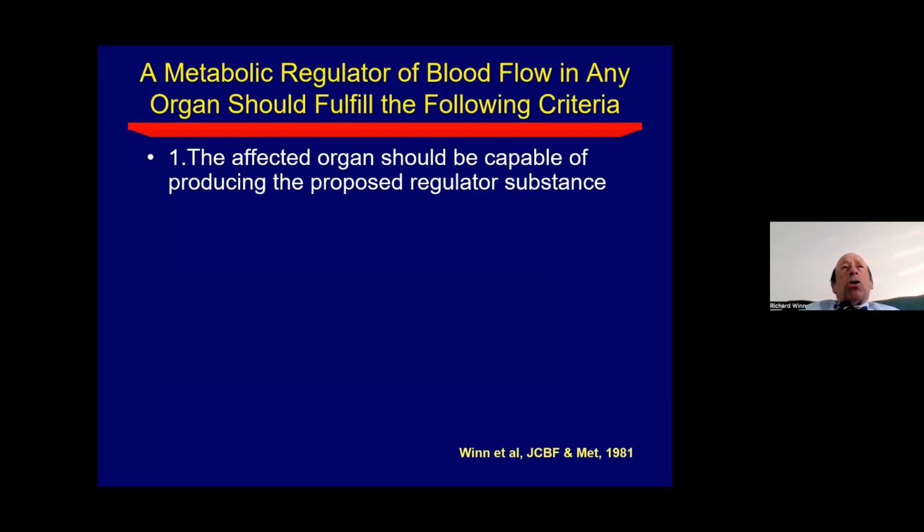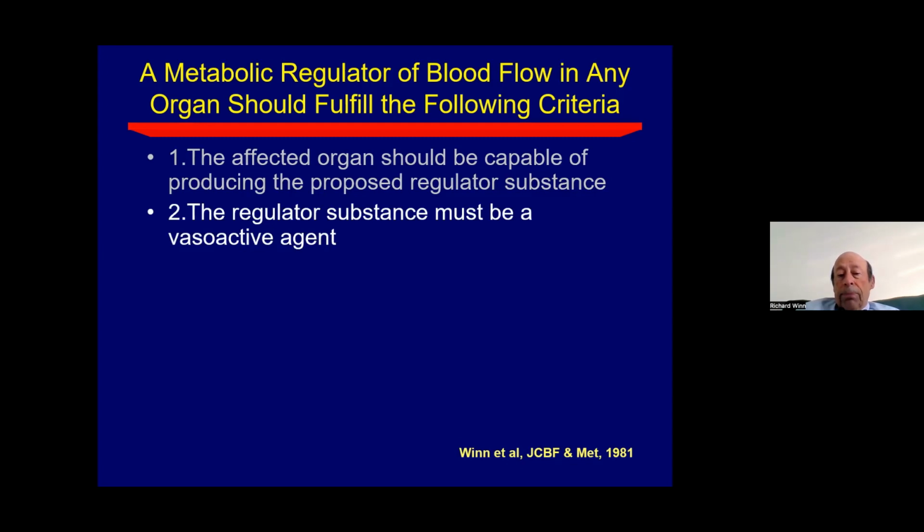So let's look at the criteria that have to be fulfilled if a compound is going to be proposed as a regulator of blood flow. This is that the affected organ, number one, should be capable of producing the proposed regulator substance. That's self-evident. If the organ doesn't produce substance X, you can't propose with any seriousness that it's going to regulate blood flow in that organ.